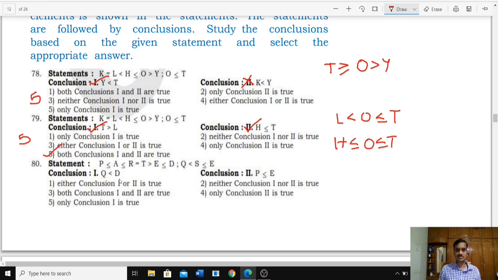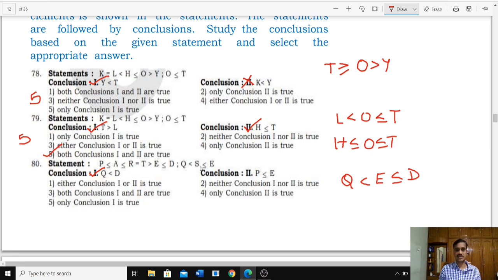Then 80, the relation between Q and D. Q is here, D is here. Which element is common here? Q, S, E. E is common. Hence Q lesser than E, and E lesser than or equals to D. Now between Q and D, lesser than or equals to. Lesser is true. Hence Q lesser than D, definitely true. First conclusion is true. 80th.